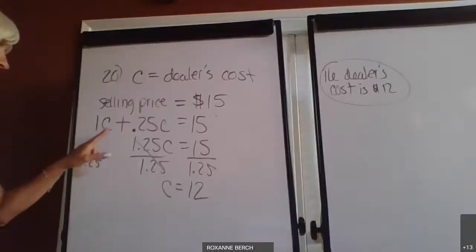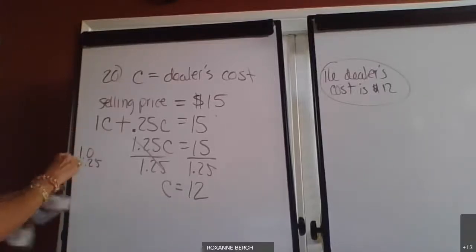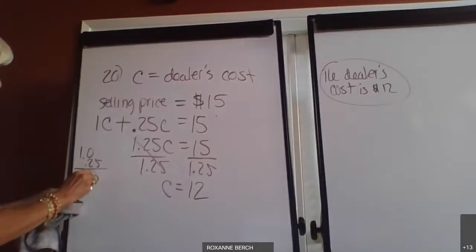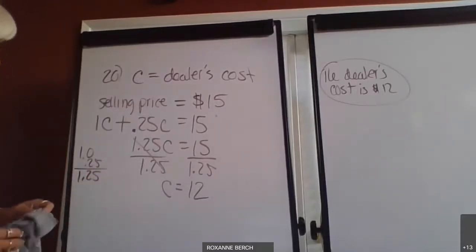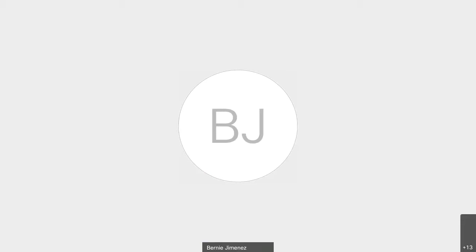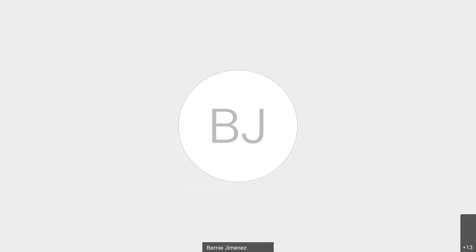Wait, so Ms. Birch, you added the 1 to the 0.25. So that's how you got 1.25, right? Yeah, because remember when you add decimals, you have to line up the decimals. So this is 1.0 and this is 0.25. So when you line up the decimals, you get 1.25. And does that say the dealer's cost is $12? It says the dealer's cost is $12.